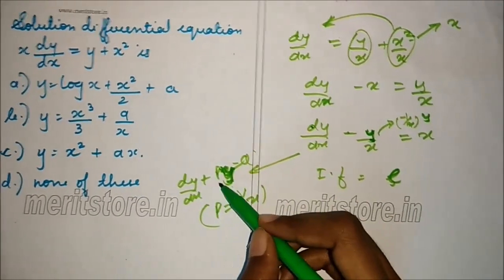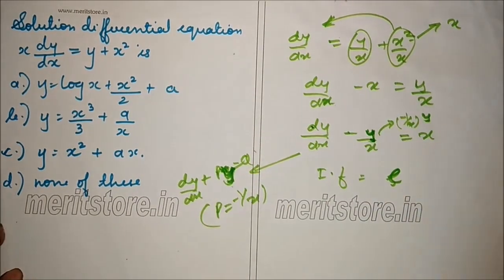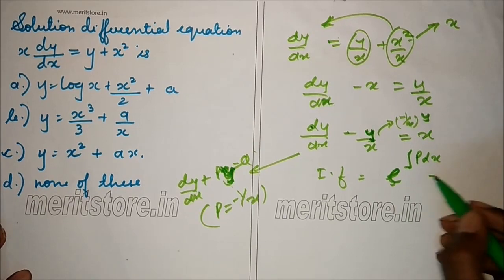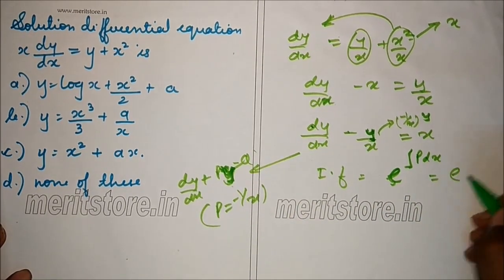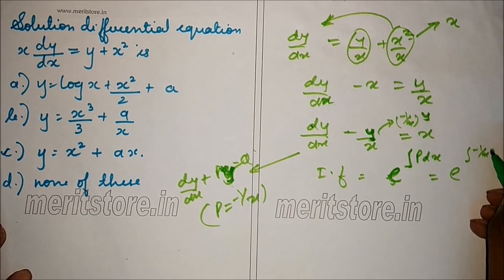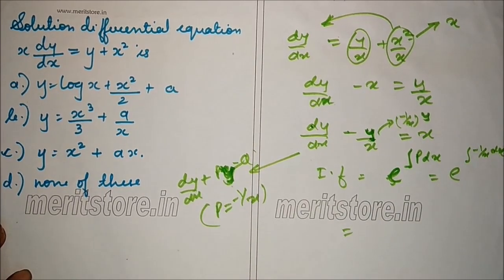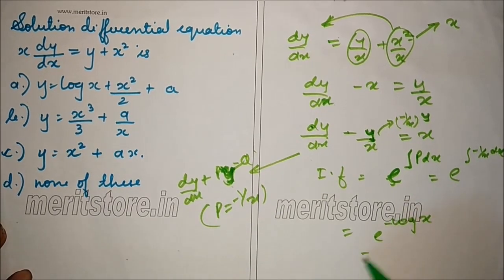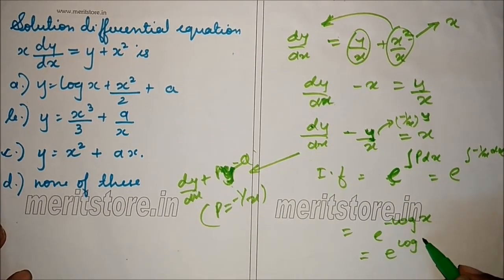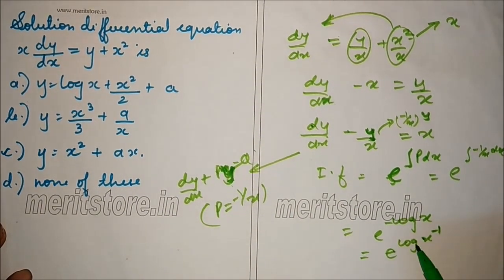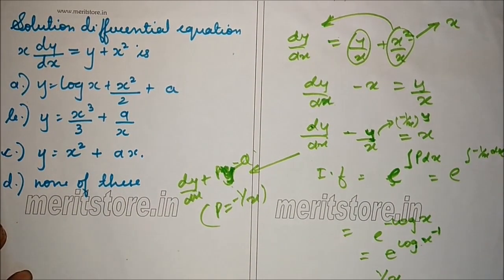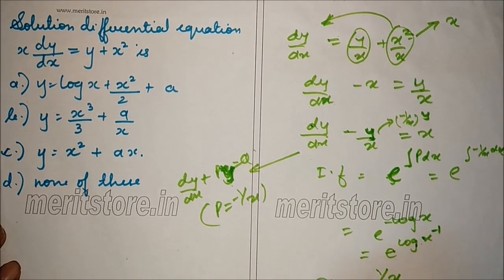So this was dy/dx + Py = Q. The integrating factor will be e raised to the integral of P dx. P is here -1/x, so this will be the integral of -1/x dx. The integration of -1/x is -log x. So e raised to -log x is equal to e raised to log of x to the power -1, which is equal to 1/x. So the integrating factor is 1/x.